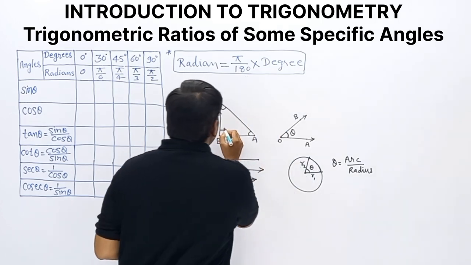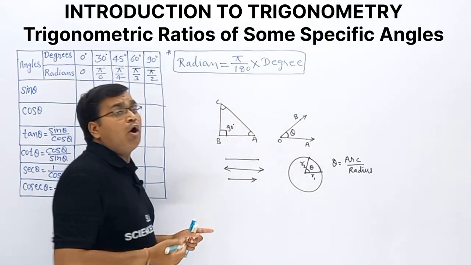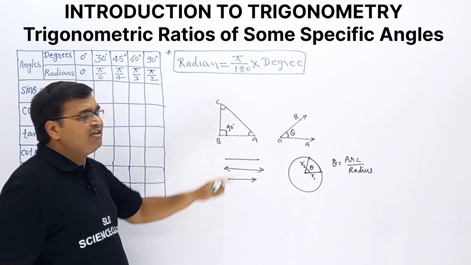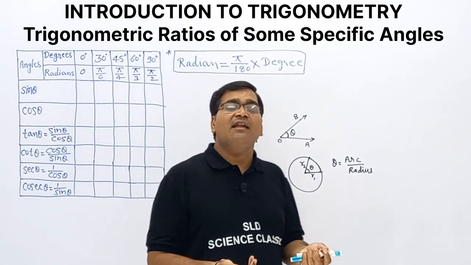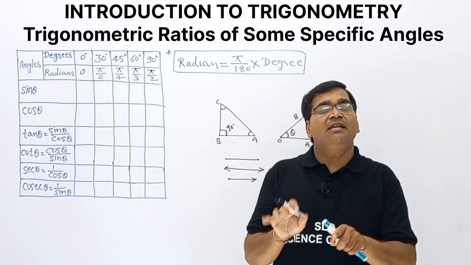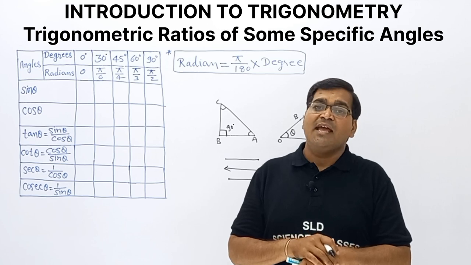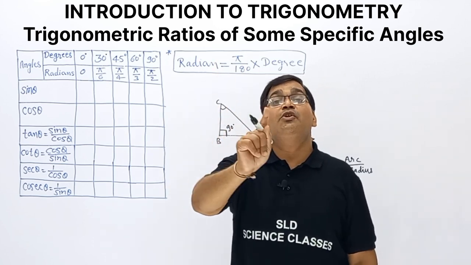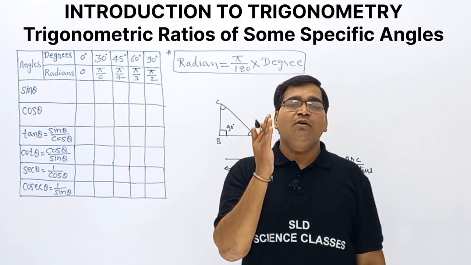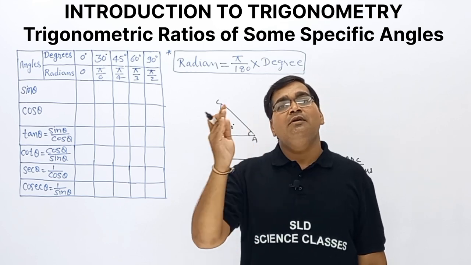We are getting this is a 90. 90 what? 90 degree. Clear? So these are units of angle. Angle will be measured in degrees. Clear? And another way we can measure is radian. Are you getting now? Another unit of angle is what?